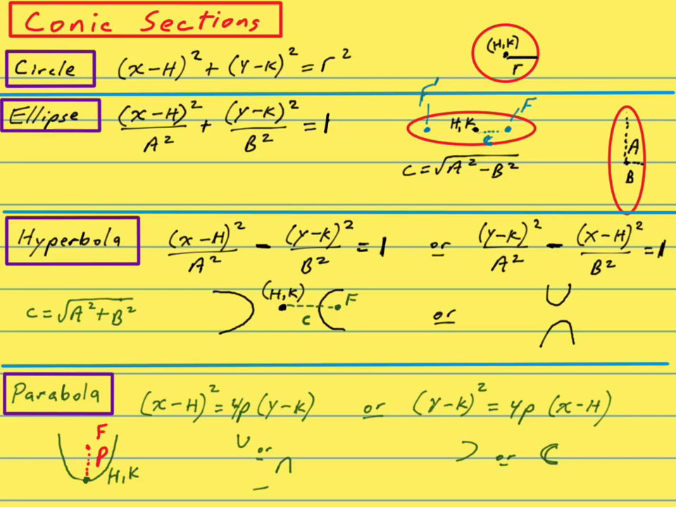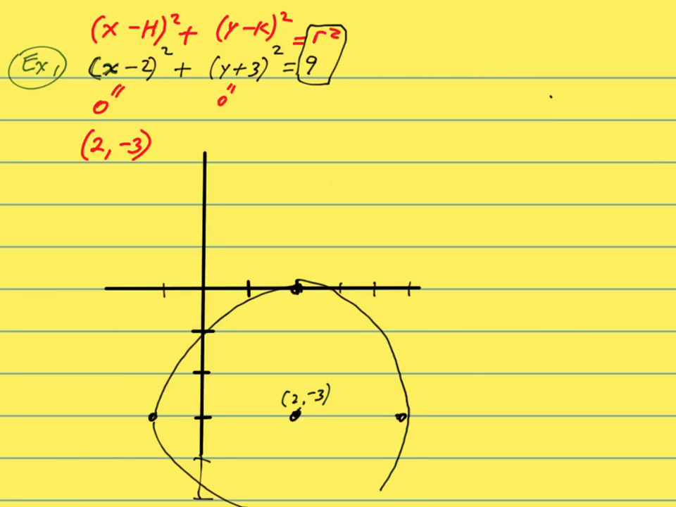Now, when you look at example 1, they give you the equation in black. I wrote the general form above it. h is 2, k is -3. So I go to the point (2, -3) and make the center. Now if r squared is 9, that means the radius has to be 3. So I go 3 to the right, 3 up, 3 to the left, and 3 down. And I make a circle.